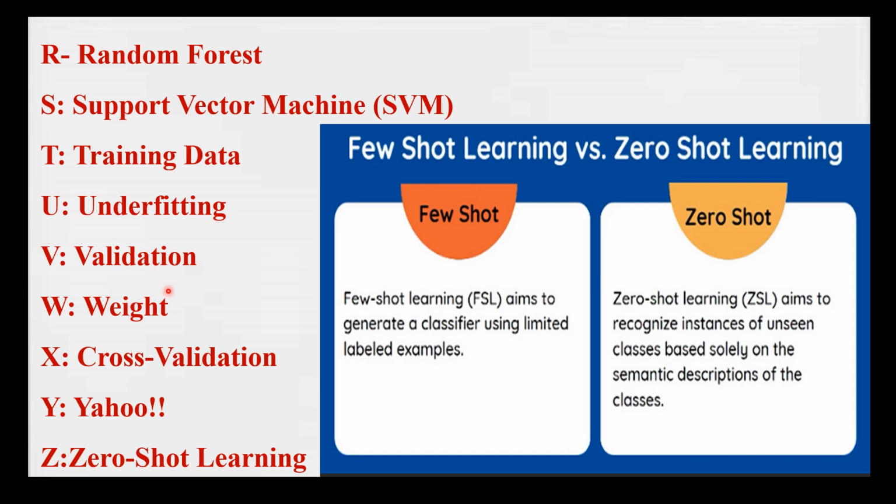W is the weight. In the context of machine learning, weights are numerical values assigned to the features of an input. They represent the relative importance of each feature in predicting the output.